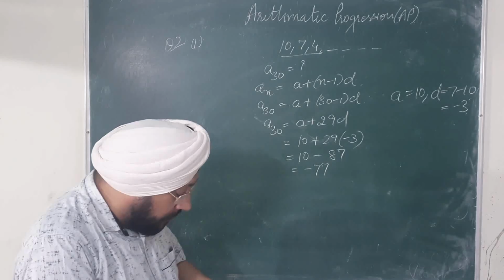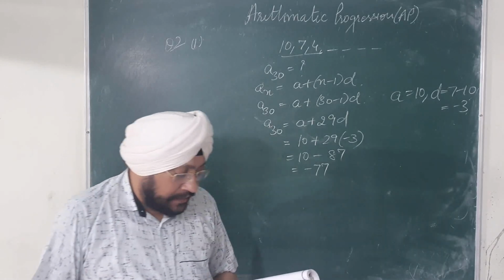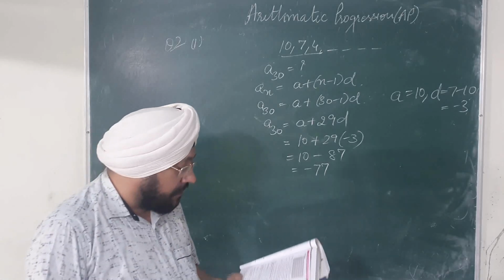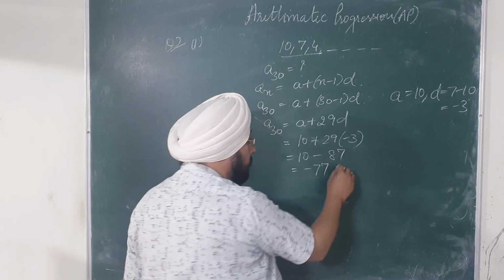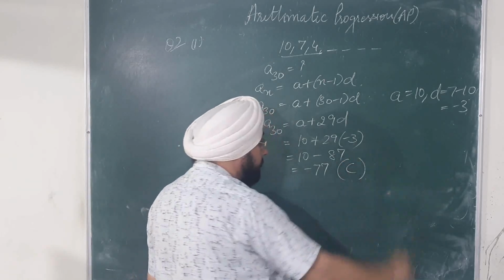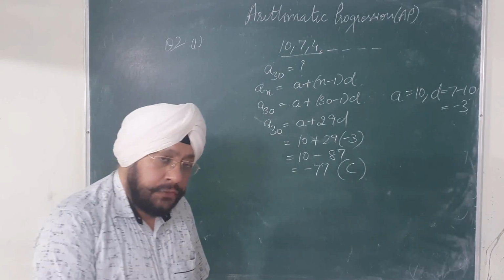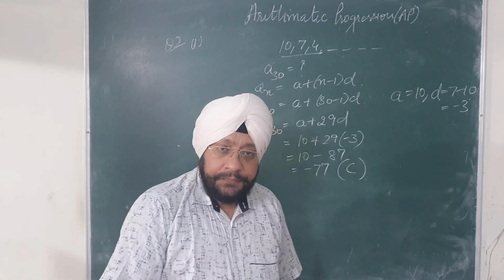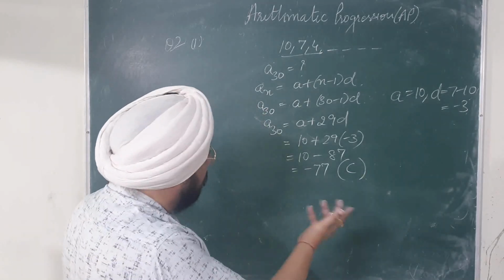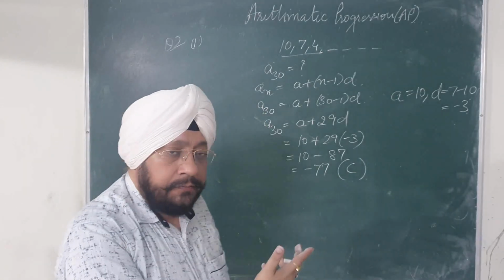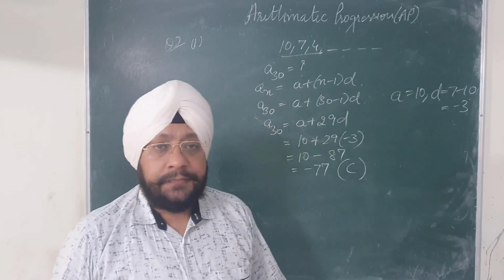We are given four options. Option A is 97, option B is 77, option C is minus 77, and option D is minus 87. So it's clear from the answer that the correct option is C. This is a simple question which they can ask you in MCQs or short type questions, on how to find a particular term from a given AP. Is it clear, students?